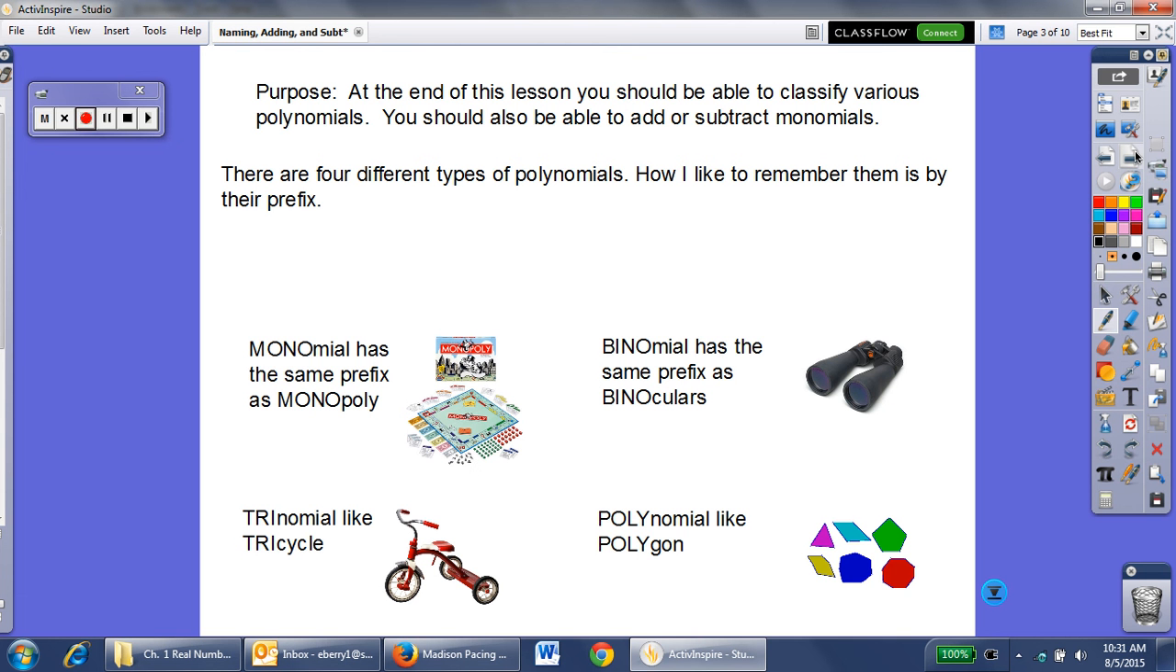So there are 4 different types of polynomials, and how I like to remember them is by their prefix. So monomial, just like the game Monopoly, has the same prefix, mono. Mono meaning 1. So when you play Monopoly, there's usually just one winner. Binomial, I remember thinking about binoculars, and with binoculars there are 2 places where you put your eyes, so binomial means 2. Trinomial, I think of a tricycle, which has 3 wheels, and polynomials, like polygons, have any number of sides, so usually they have 3 or more sides to them.